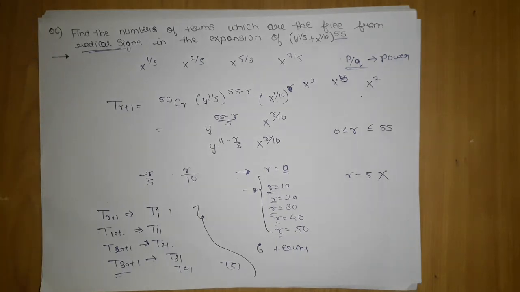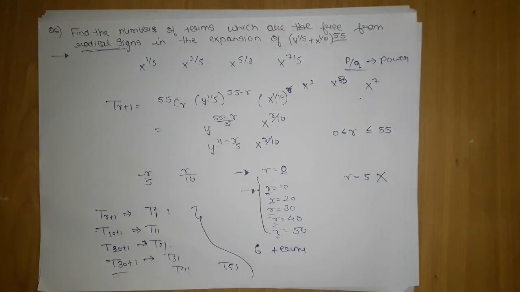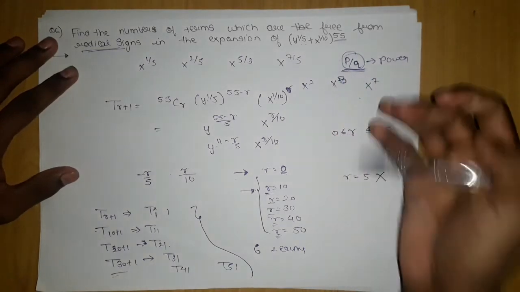Okay, so I hope you have understood this problem clearly and how we proceeded: what it means to be free from radical sign, and what format of number should not be there to make it free from radical sign. Now let's take the next question.